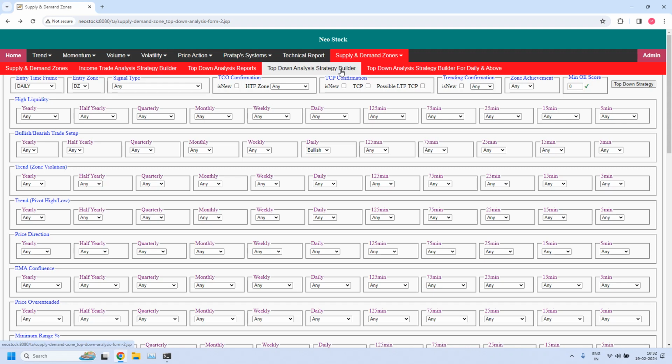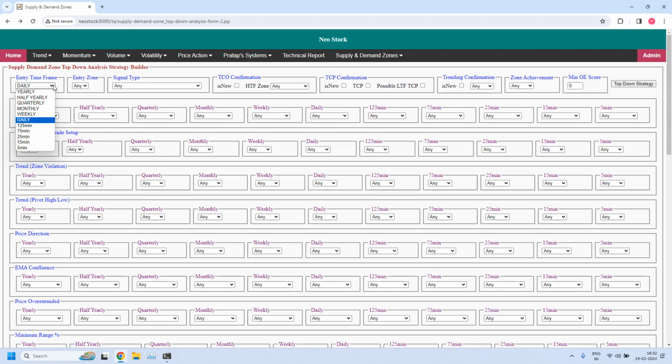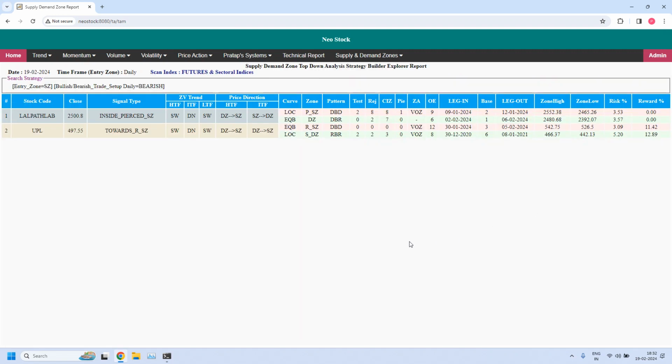Now let us generate a bearish trade setup for monthly income trade. So entry time frame should be daily. Now entry zone should be supply zone. And in bullish or bearish trade setup at a daily time frame, now we are selecting bearish. And currently 2 stocks only supporting bearish trade setup. Lal Patlab is not having any reward. That means both demand and supply zones are overlapped with each other. That's why reward is 0.